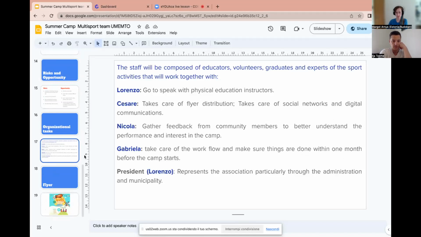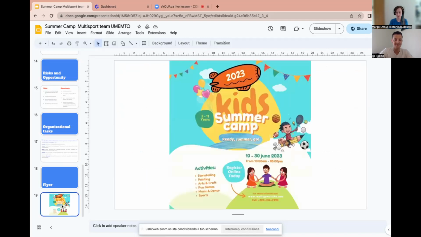Yep. So this is how we divided the tasks. Lorenzo, who's not here, for example, would go to speak to the physical educators. Cesare would take care of the flyer distribution. Nicola would gather the feedback from the community. I would take care of the workflow. And Lorenzo would also represent us in front of other associations.